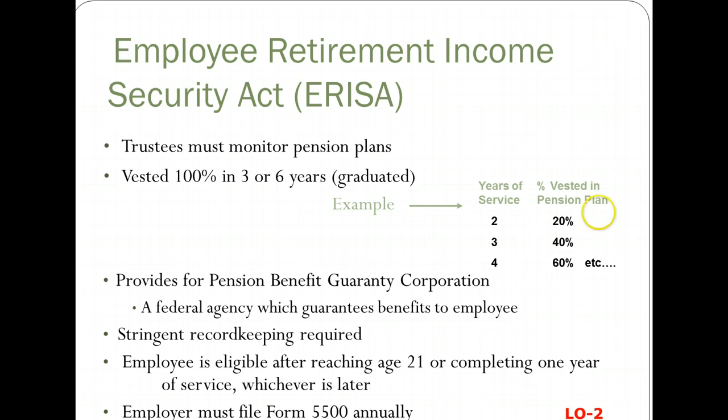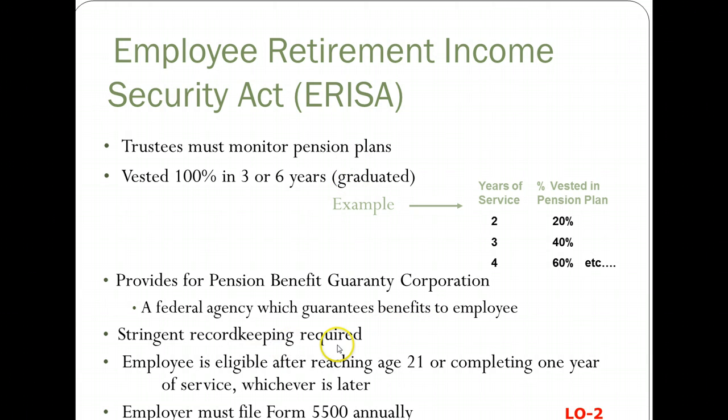If you stay for 3 years, then you'll get 40% of what was in the plan for you. If you leave after 4 years, you get 60%, on up to 100% after 6 years. It also provides for this organization, the Pension Benefit Guarantee Corporation, which is a federal agency that guarantees benefits to employees, and they basically help oversee a lot of the pension plans.